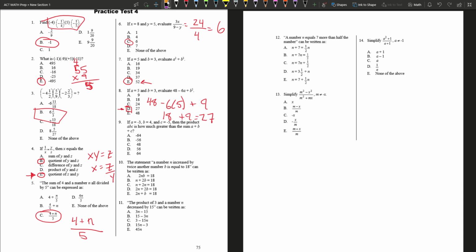Number 9, if a is negative 3, b is 4, c is negative 5, then the product of a, b, c is how much greater than the sum of a plus b plus c? So really this is 2 steps. First we have to find the product, then we have to find the sum. So what do we get for the product? Yes. And what about the sum?